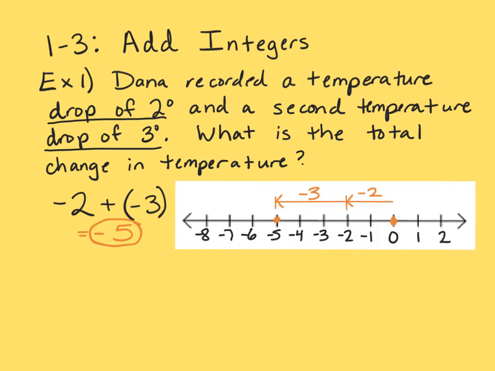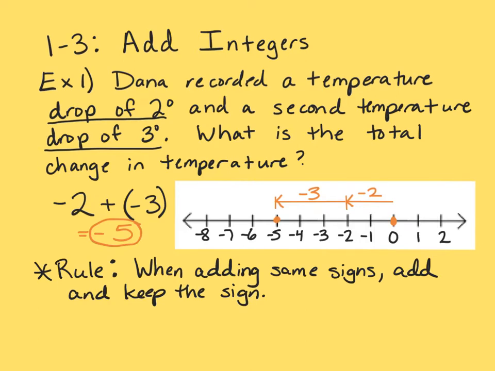Notice here that we added 2 negative integers, and the result was a negative sum. If we were to add 2 positive integers, the result would be a positive sum. So we have a rule that we can use every time we add integers with the same signs. When adding the same signs, add and keep the sign. And you could just use a little shortcut to remember this. Same signs, add and keep.